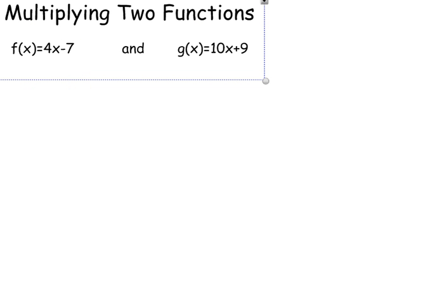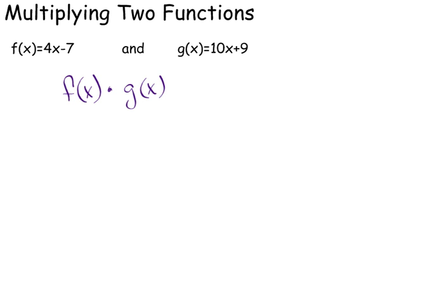Now, we're going to talk about multiplying two functions. And again, I'm using Grover and Fred. I'm going to write f of x times g of x, which means, remember, two sets of parentheses together means I have multiplication in between them. So, Fred is red, 4x minus 7. Grover is green, and that is 10x plus 9. Now, some of y'all don't remember how to multiply. Don't worry. I like using the box method. I'm really partial to the box method, actually, and I'm going to show you how to do it.